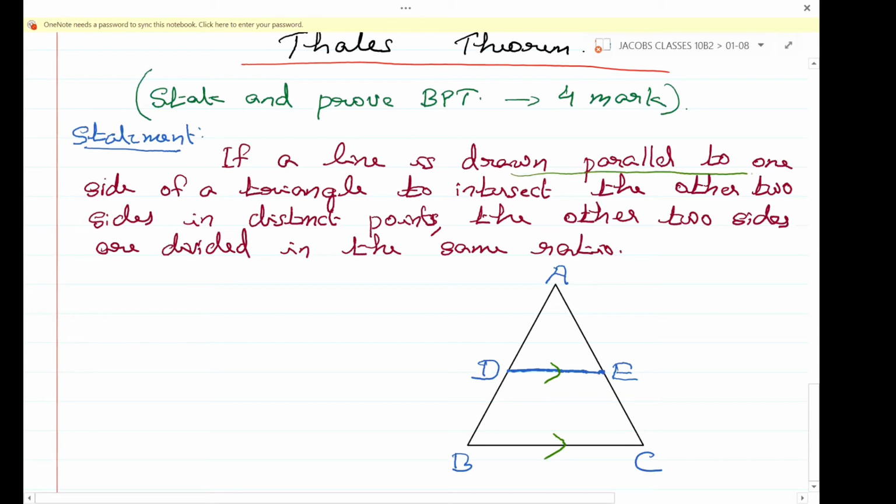A line is drawn parallel to one side of a triangle to intersect the other two sides, which are AB and AC, in distinct points. The distinct points, two different points, are D and E. Then the next part is what we need to prove: the other two sides are divided in the same ratio. That means AD by DB equals AE by EC. We want to prove this. Some constructions will be there, but before writing the construction, I will write given and to prove. So please write given.